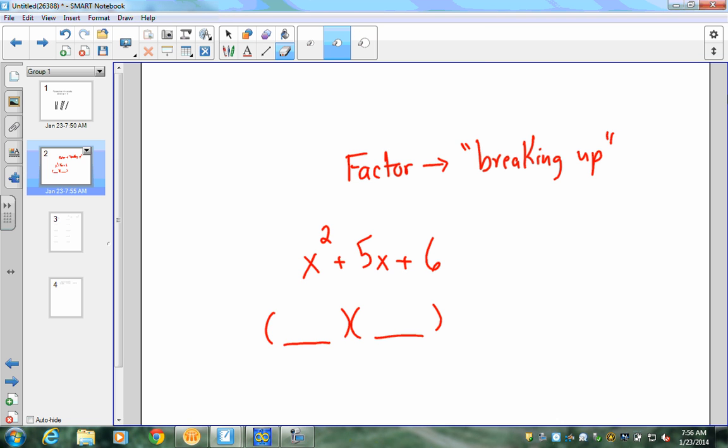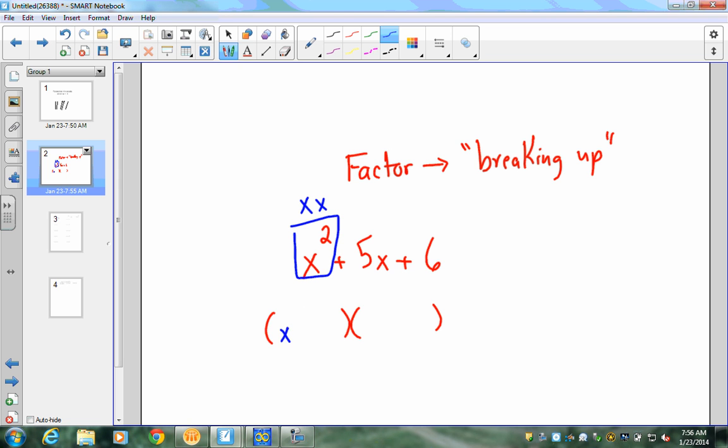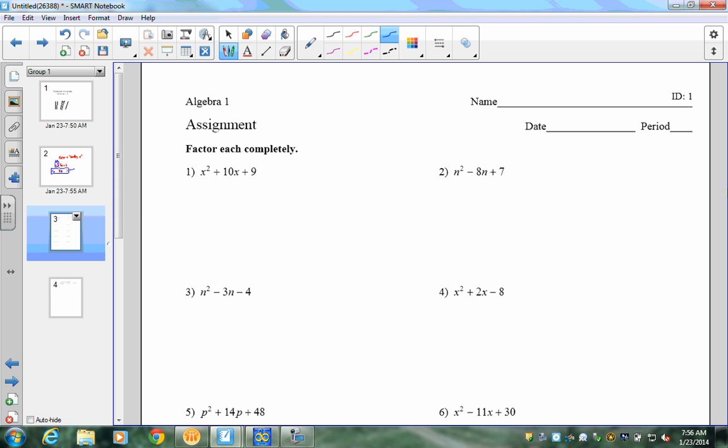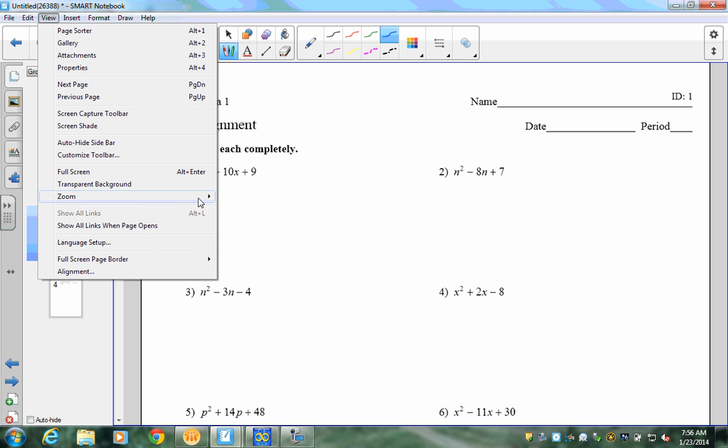Now, I'll even make it easier for you, because I'll tell you what will go into the first part of each parenthesis. See how this is an x squared right here? Well, if we break that up, we get x times x. So we are going to put one of the x's here and the other x here. This is always going to happen when a is equal to 1. That's a dead given, so there's no reason why you can't set the problem up exactly. So let's go into a couple of examples. Here's our first one: x squared plus 10x plus 9. Now let me zoom in just in case you can't see it from your computer.